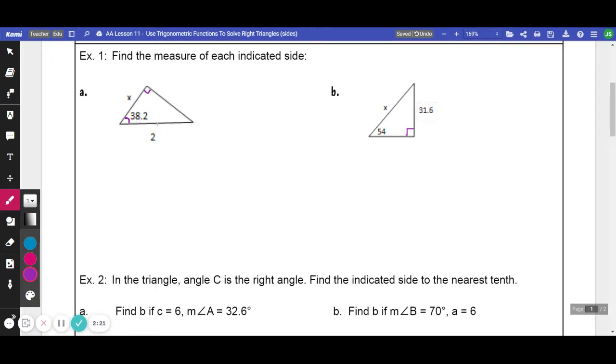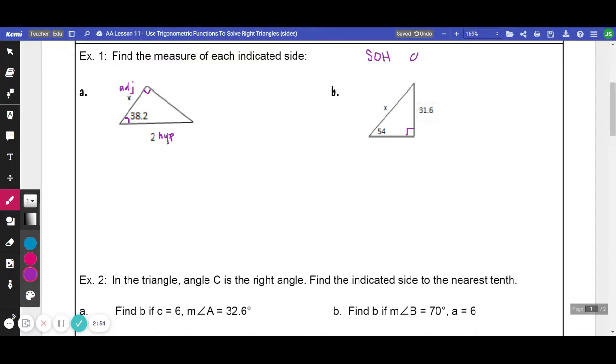So based off this angle, 2 is the hypotenuse, right? Because that's across from the right angle. That's the longest side. 2 is the hypotenuse. x is over here right next to 38, so it is the adjacent side. We are only going to use the main three, the big three: sine, cosine, tangent. We're not going to do any of the other ones for any of the solving. Never. Sine, cosine, tangent.